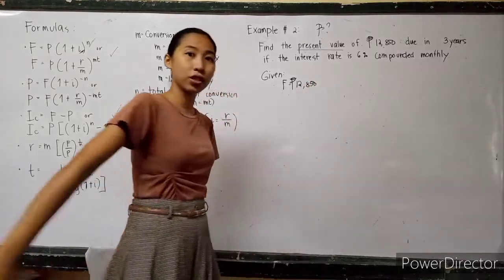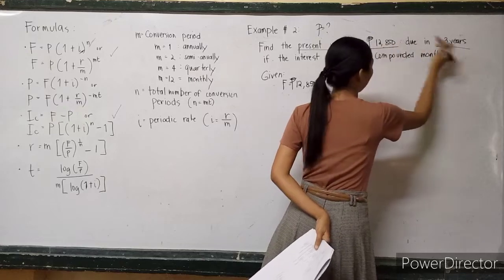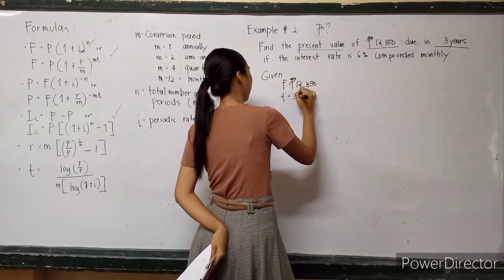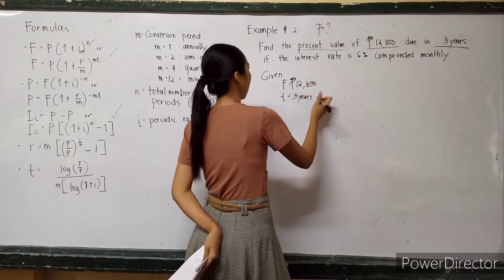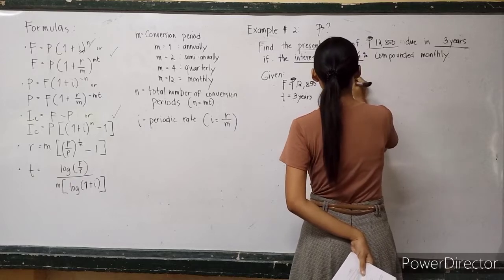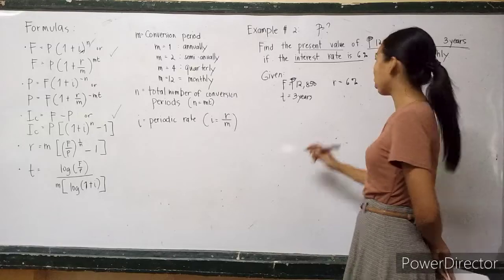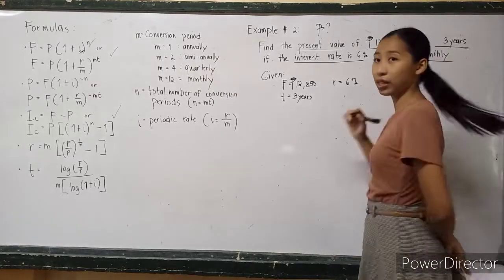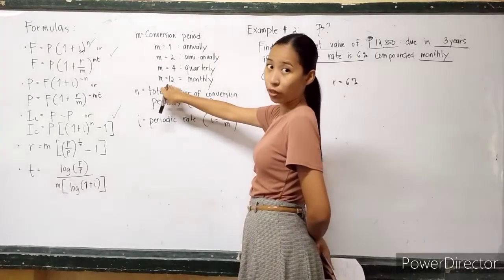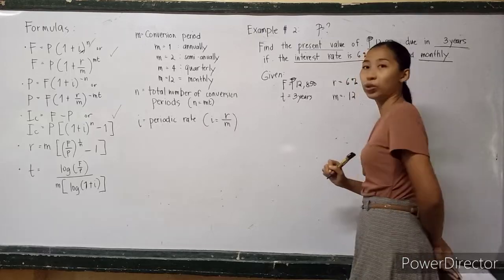12,850 pesos. Okay? And then ang years is 3 years. Then we have interest rate of 6%. So R is equal to 6%. And our M is in word, which is monthly. Monthly, so M is equal to 12.